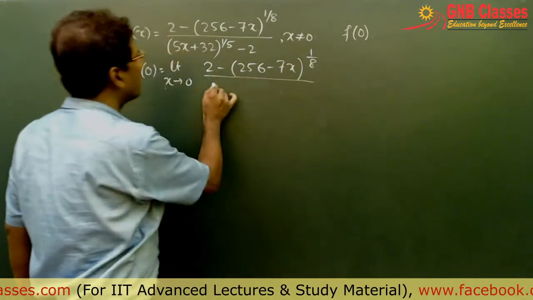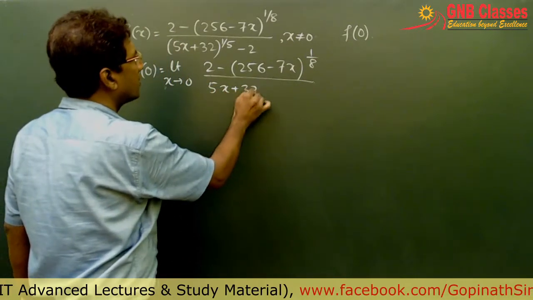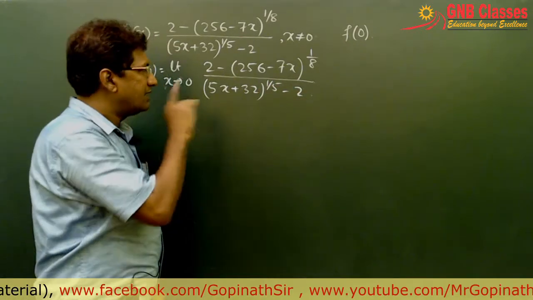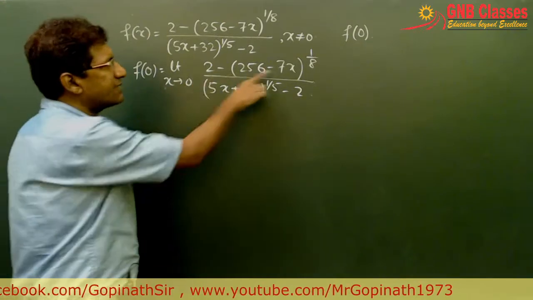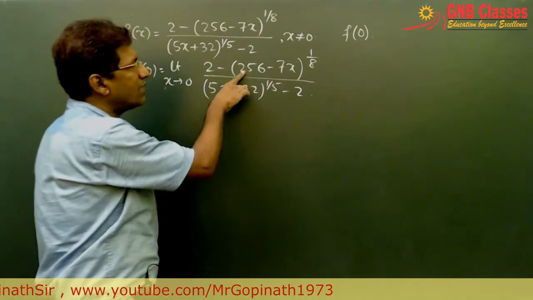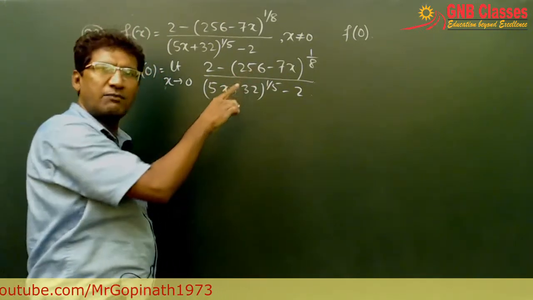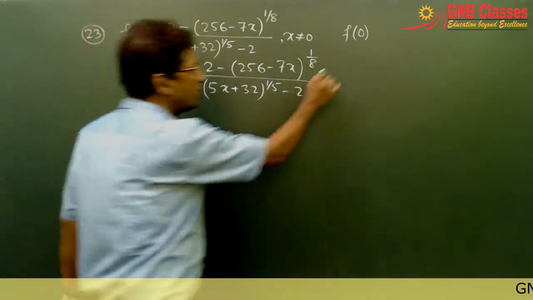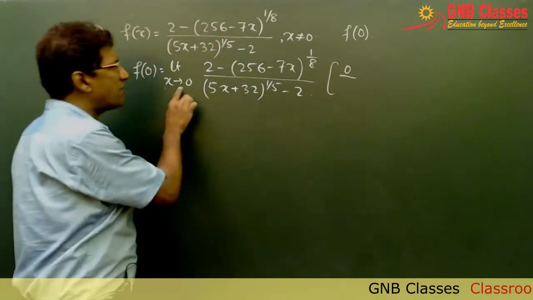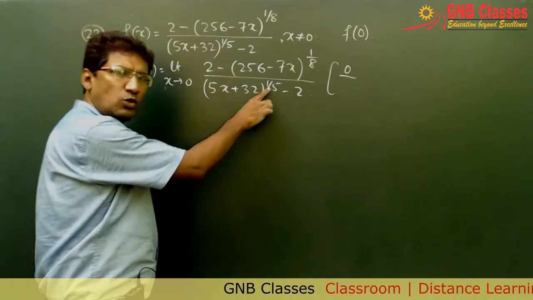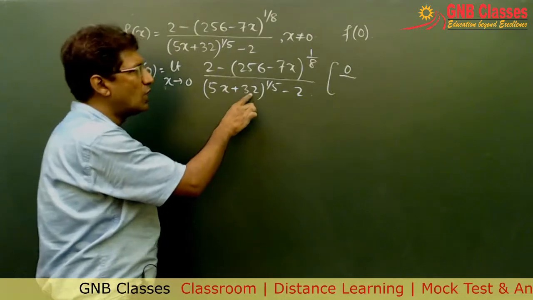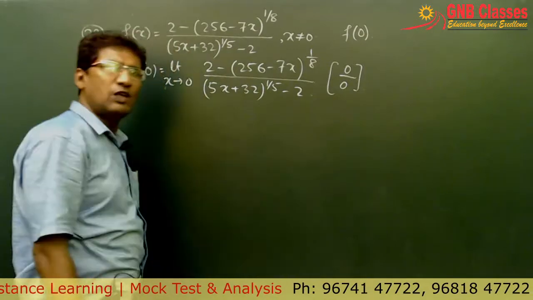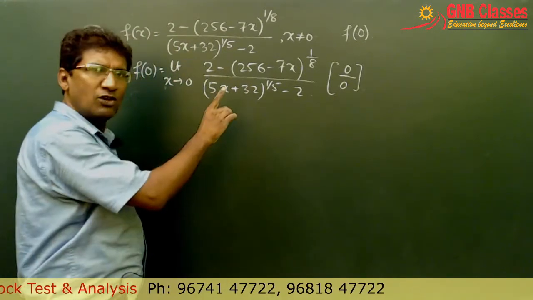divided by 1/5 minus 2. Is it clear? Now you observe, if I put x equals 0 over here, we are going to get 256. 256 is nothing but 2 to the power 8, which gives you only 2. So 2 minus 2 is 0. And in the denominator, if I put x equals 0, we are getting 32 to the power 1/5, which is nothing but 2. So again 2 minus 2 is 0. Therefore, this is nothing but your 0 by 0 form.